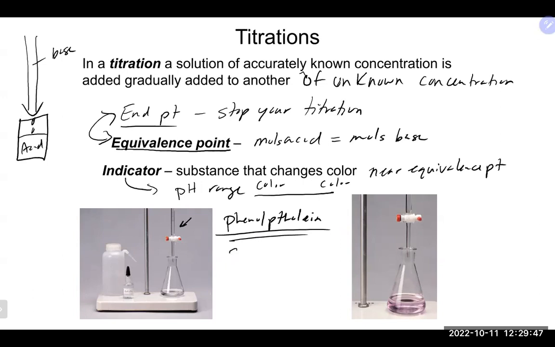It works over a pH range of 8.3 to about 10. This side of the range is pink, and the other side is colorless. So phenolphthalein is colorless in acidic solution. It's colorless in neutral solution, but it does turn a pink color in a basic solution.